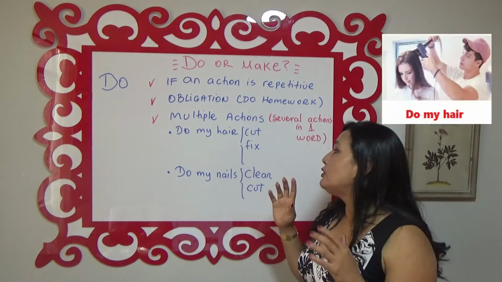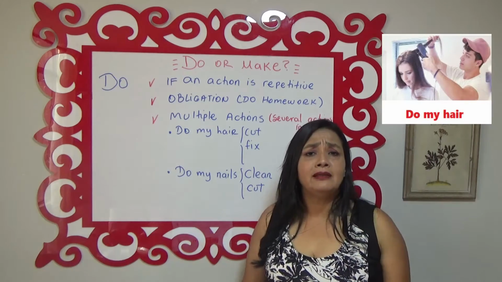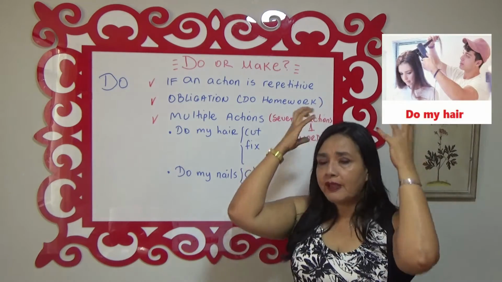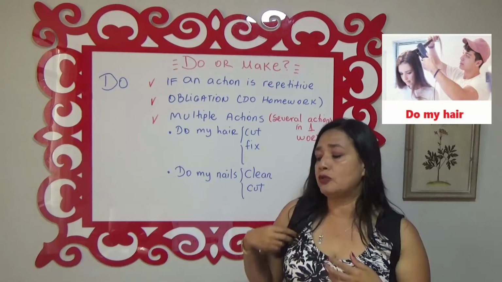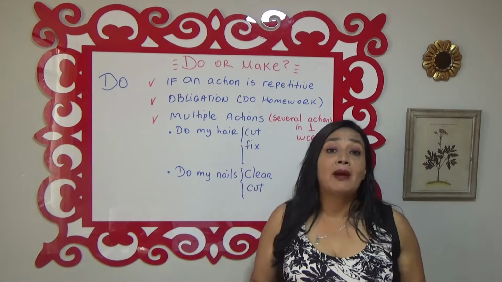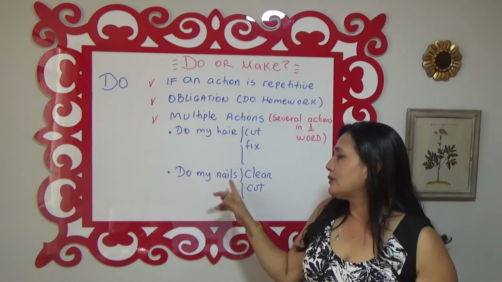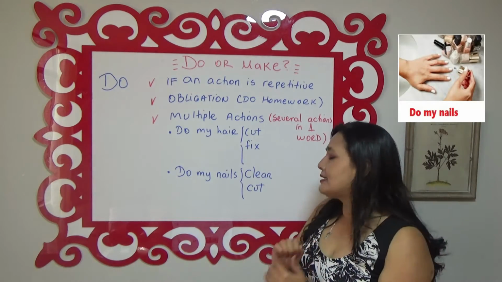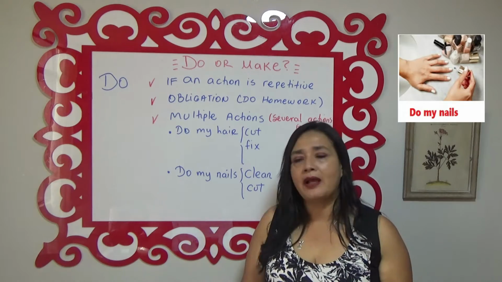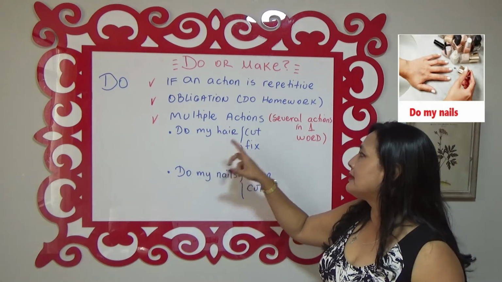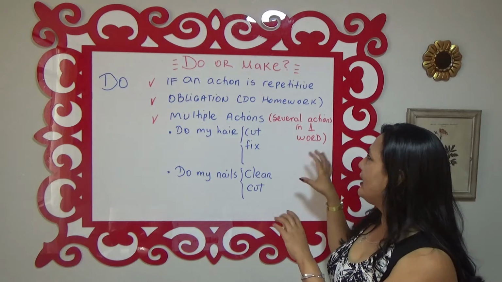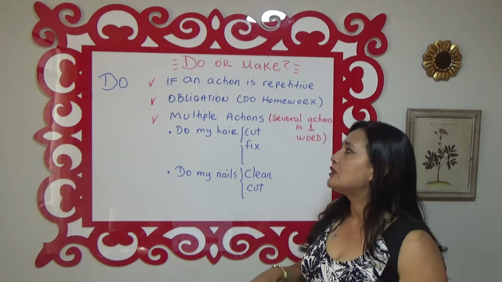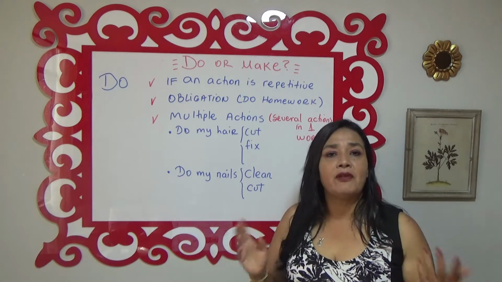If I say I'm going to do my hair, it may mean that I'm going to wash it, cut it, fix it, dye it in order to do my hair. And if I use do my nails, it means that I'm going to clean them, cut them, polish them, etc. So with these examples, I'm checking the idea that we have several actions in only one word, all right? So in these cases, we use the verb do.